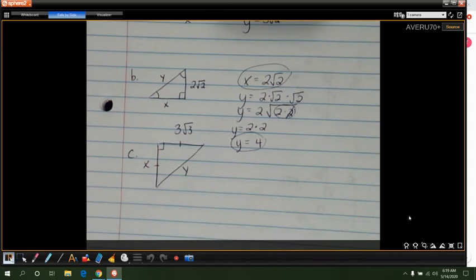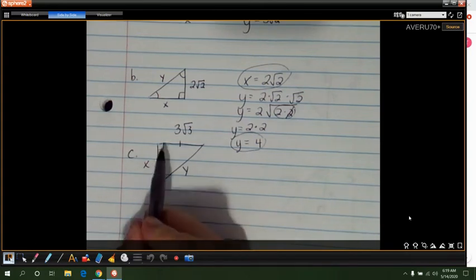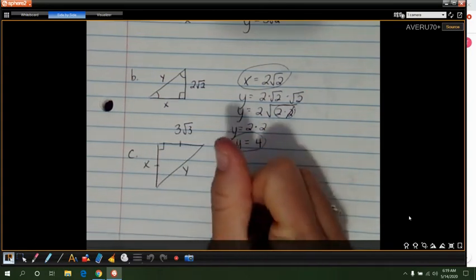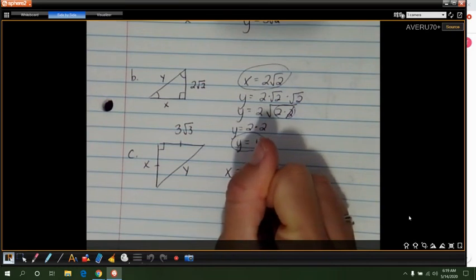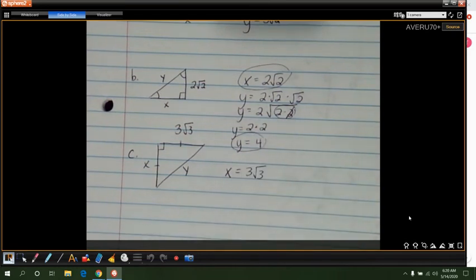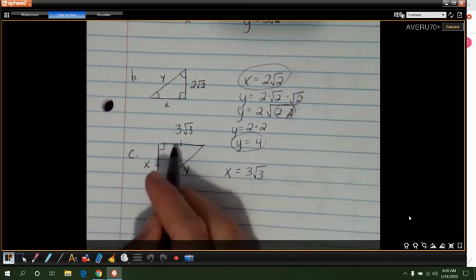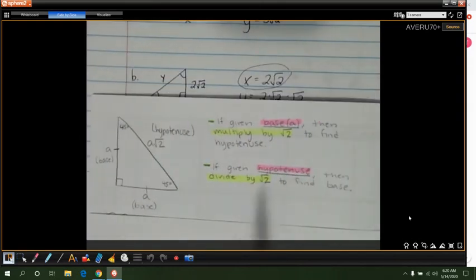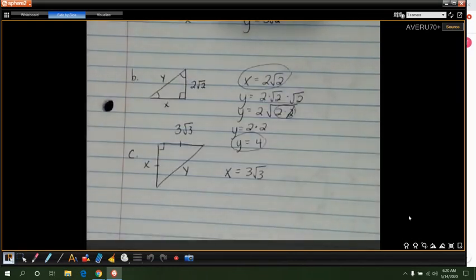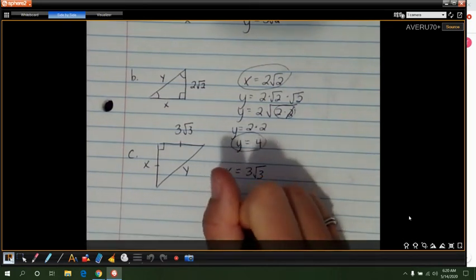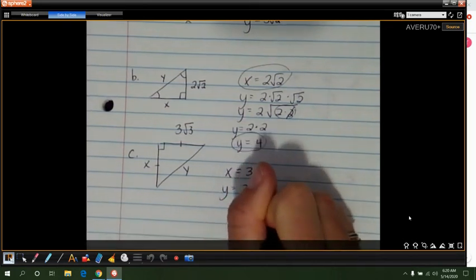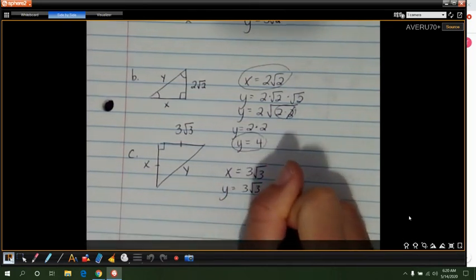Again, I want to ask myself, what am I given? And in this case, I am given the base again because my bases are congruent. So I already know that x is 3 radical 3 because my bases are the same value. So if given the base, then multiply by radical 2 to find the hypotenuse. So I'm going to take 3 radical 3 times radical 2.